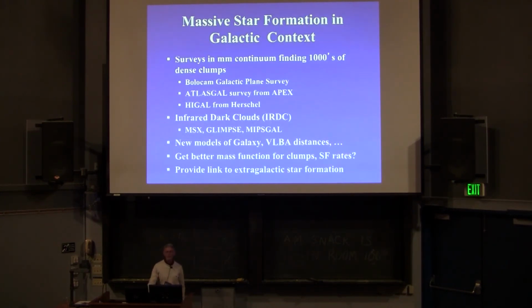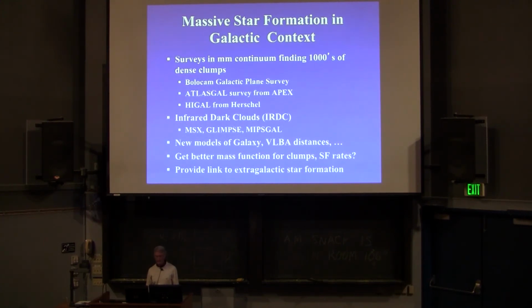So we really want to put massive star formation in a galactic context. There's a lot of work that's gone on over the last decade that's coming to fruition now. Surveys of the northern and southern galactic planes at millimeter wavelengths, finding thousands of dense clumps that we will then be able to study in a more systematic way, a less biased way. And Herschel has mapped the galaxy in the HiGal project. Once all that gets put together, we'll have a much clearer picture of what our galaxy looks like in this more or less clump level gas.